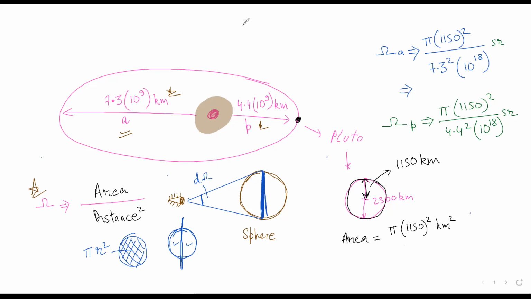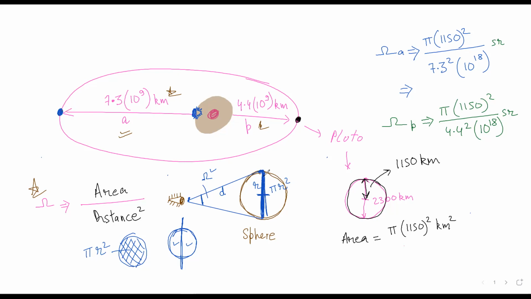So my omega, let me not use d. So my omega, the solid angle, would be equal to pi r square, where r is the radius of this sphere, divided by d square, where d is the distance between the body and the eye. So now, let us assume my eye is on Pluto. I'm sorry, Sun, and I'm watching Pluto here.